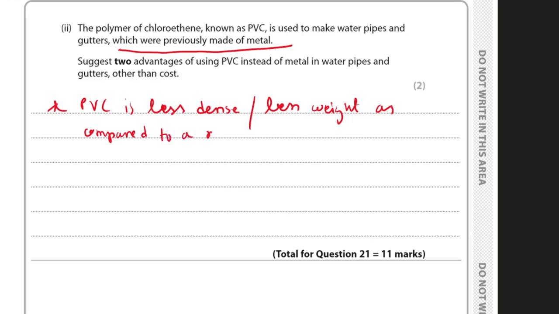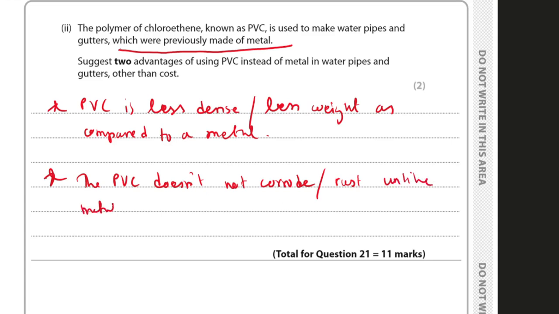The second thing is that metals tend to corrode, especially iron, as they react with oxygen to produce hydrated iron 3 oxide. So in the case of PVC, there is no concern of rusting, so we can easily say that PVC does not corrode or rust, unlike metal.